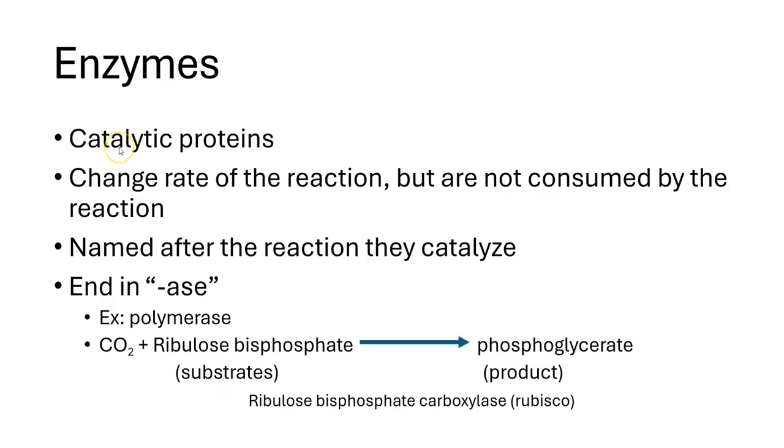So enzymes, we say, are catalytic proteins. They're catalysts, which means that they help to speed things up. And what they speed up are chemical reactions. So enzymes are types of proteins, and we've talked about proteins before.